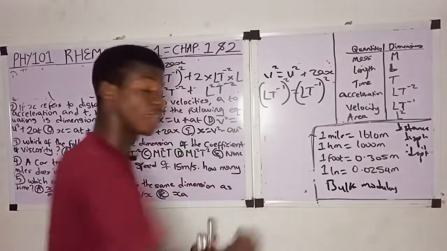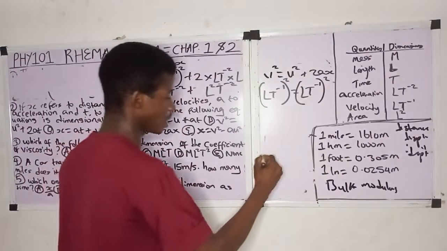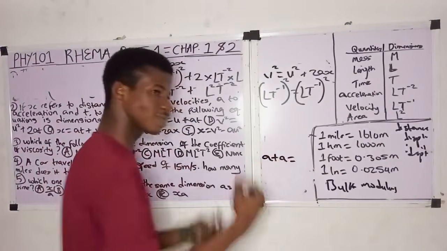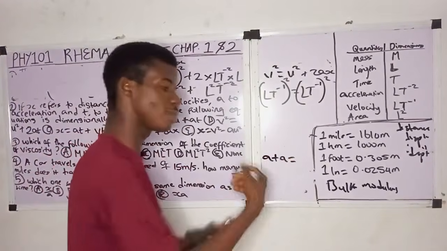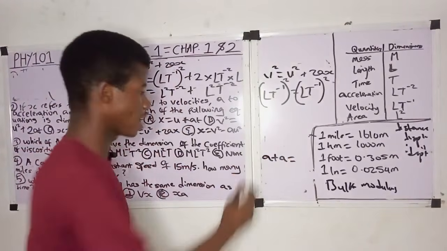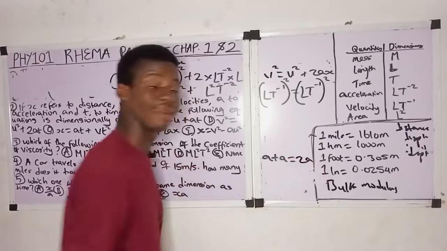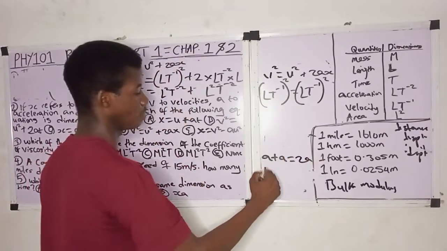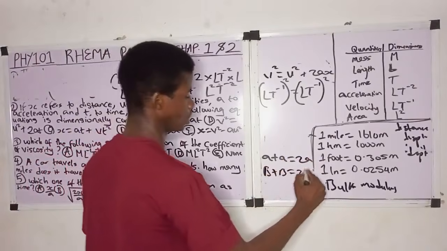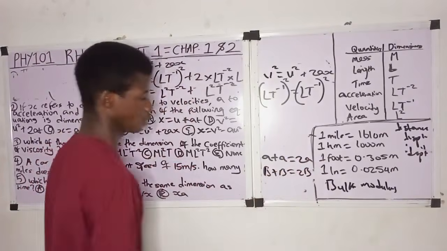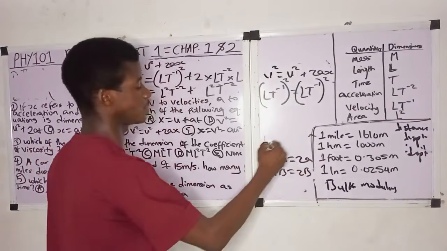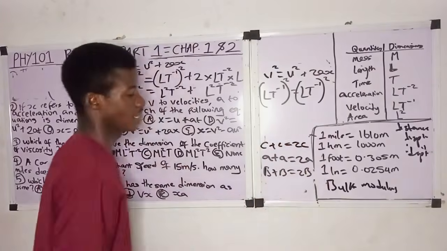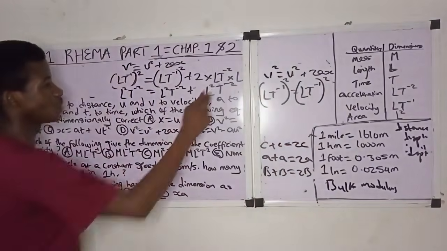in maths, A plus A will give us what? When we add the same thing, it gives us two of that thing, right? A plus A will give us 2A. B plus B will give us 2B, because they are the same. C plus C will give us 2C, right? Yes. If we look at this place, these two are the same, right?